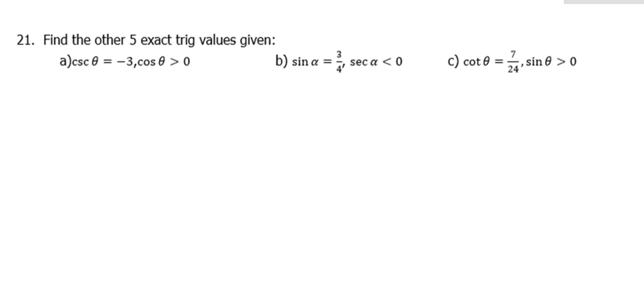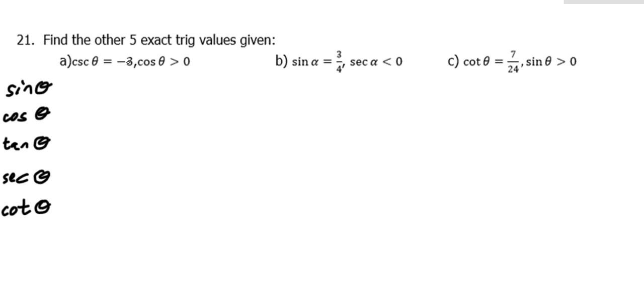Find the other 5 trig values. So they give us cosecant. We need to come up with all the rest. So we need sine, cosine, tangent. We don't need cosecant. We do need secant and cotangent.